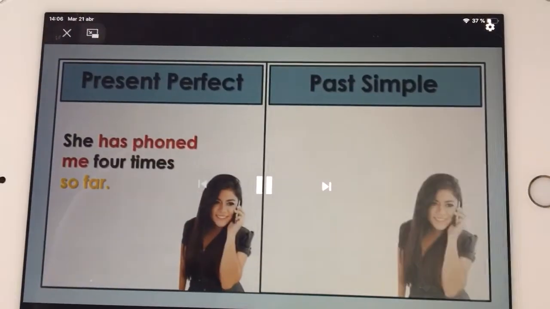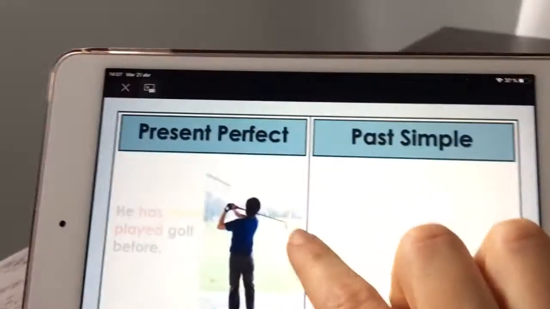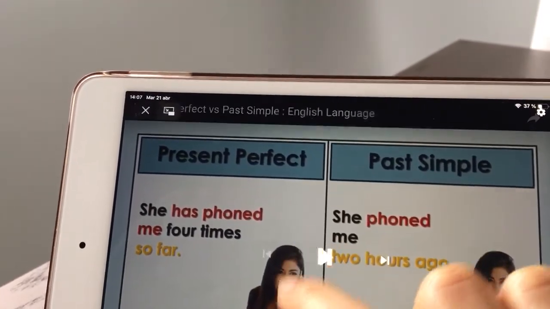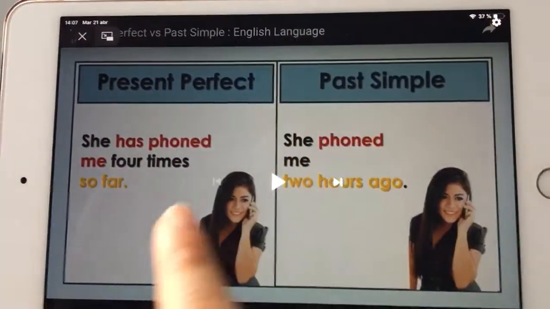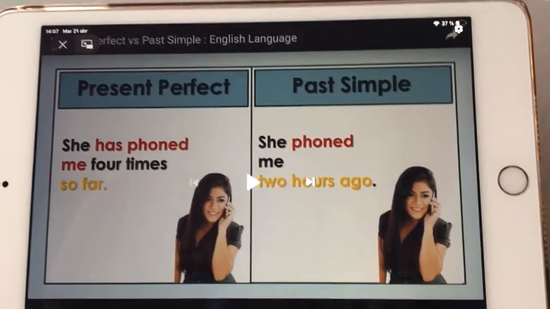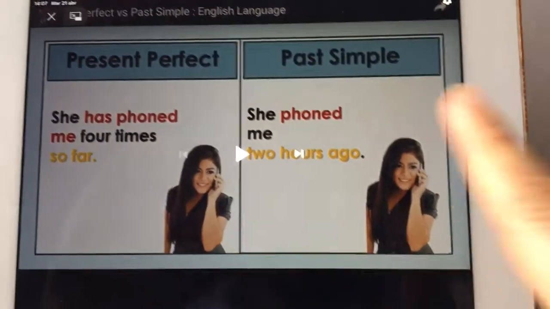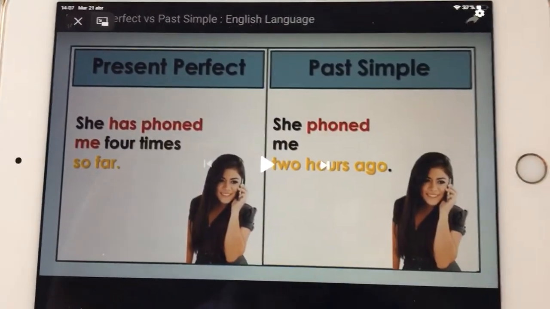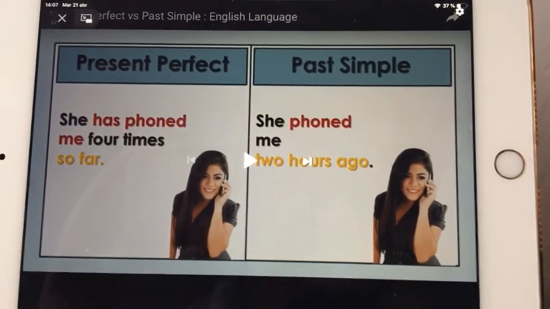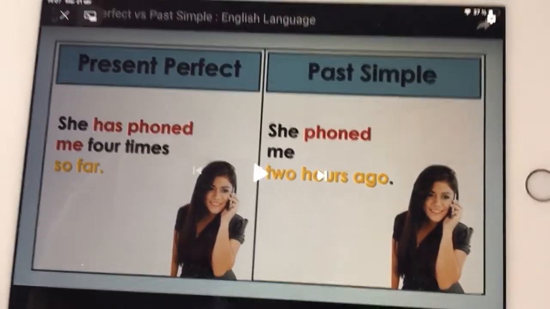Here we have an example. We're going to see the main difference between both of them. Okay. So in the present perfect, she has phoned me 4 times so far, which means until now, she has phoned me 4 times. But if I use the past simple, I'm going to say she phoned me 2 hours ago, okay? It's something, it's over. She only did it once and it was 2 hours ago, okay?